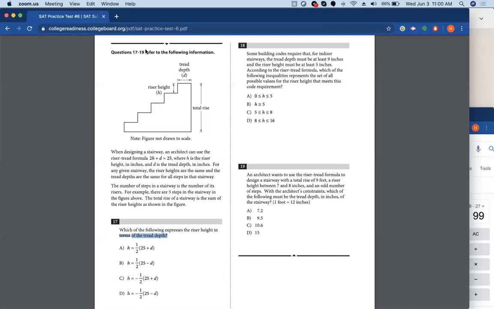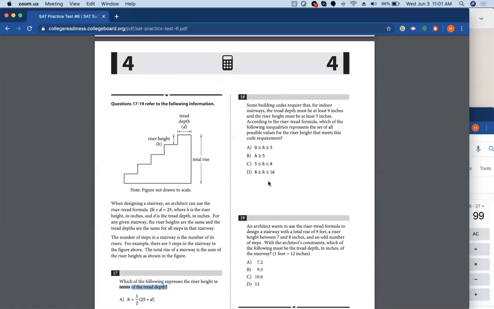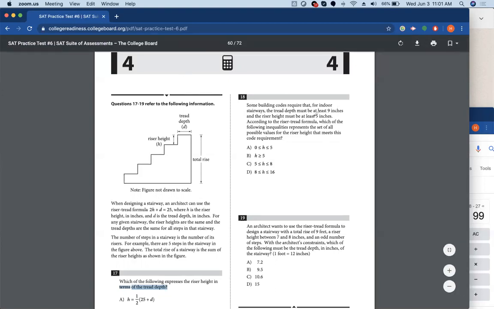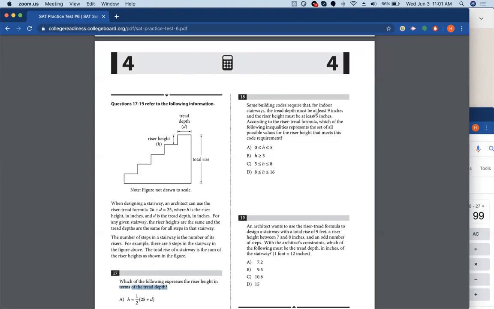Okay, next one. Some building codes require that for indoor stairways, the tread depth must be at least 9 inches and the riser height must be at least 5 inches. What? That makes no sense. Why would you want... So you're saying that you could have like a 50-inch riser height. Okay, anyway. It's like only people who stretch very, very much can actually climb up. Okay. Not gonna argue with that. At least 5 inches according to the riser tread formula.